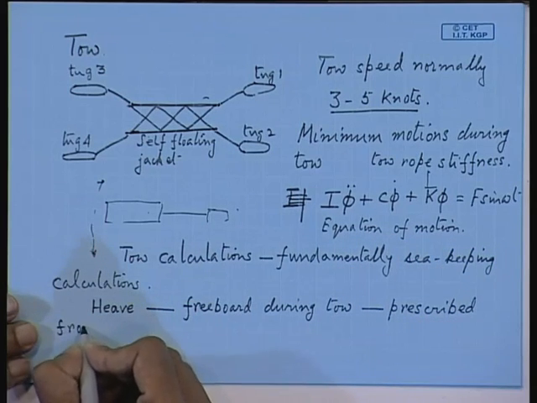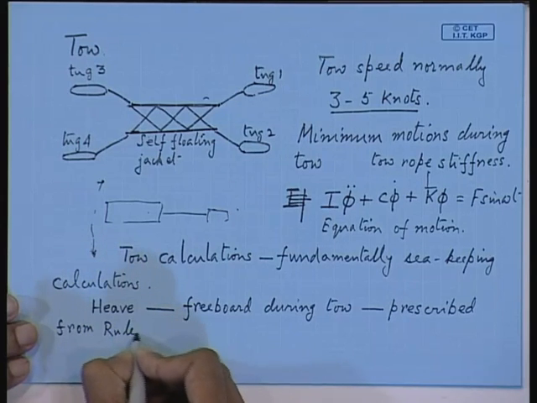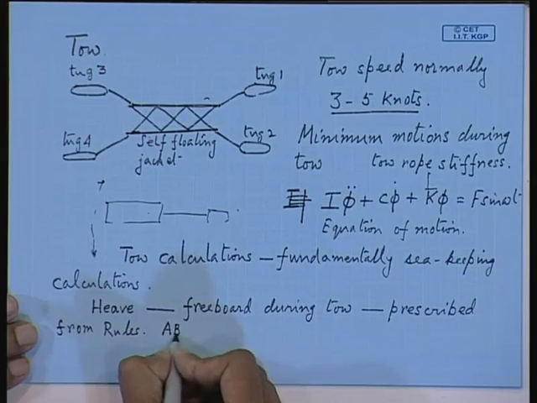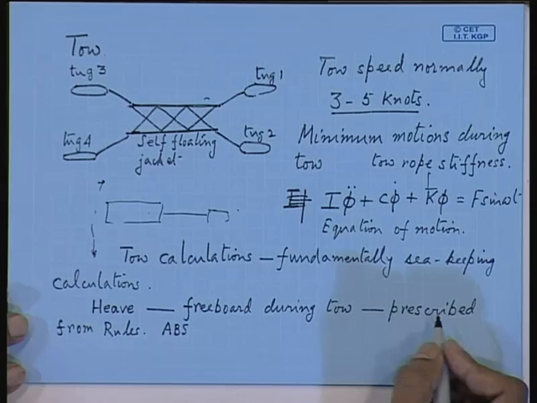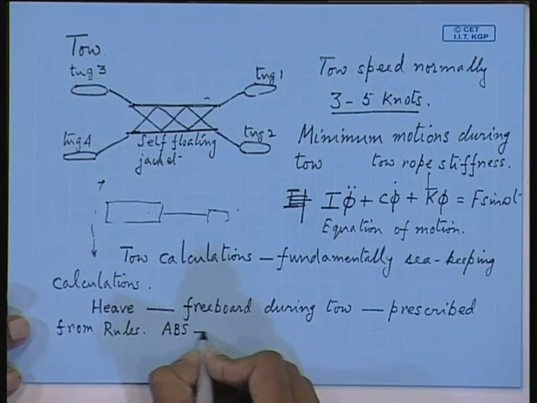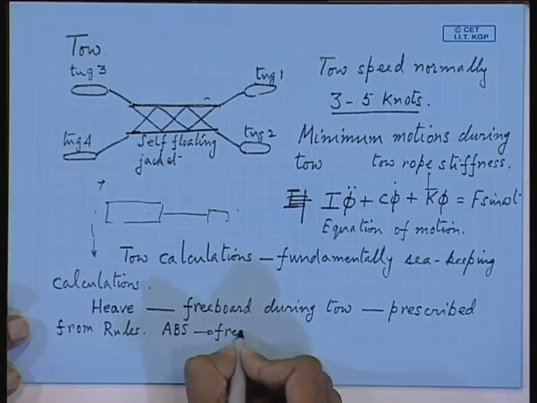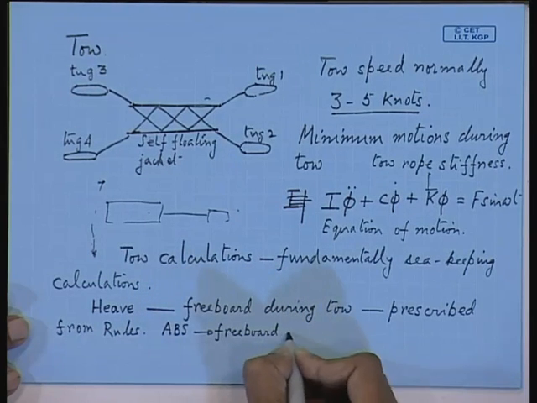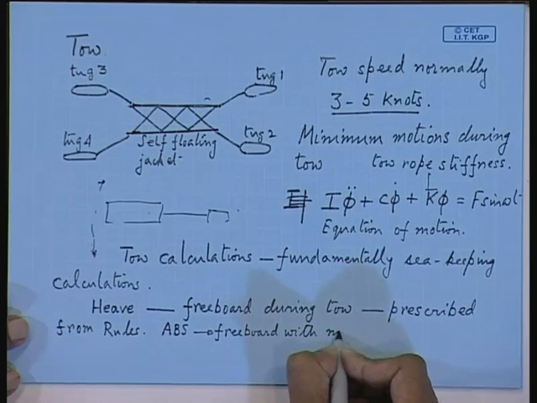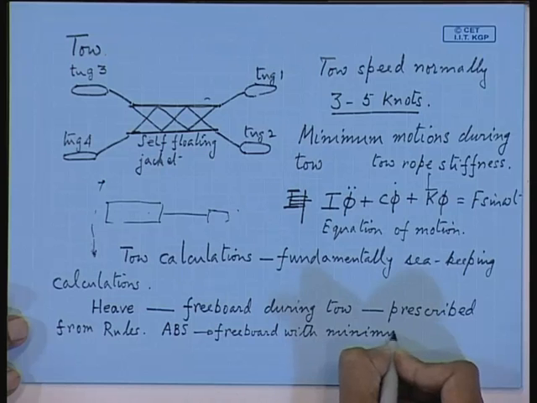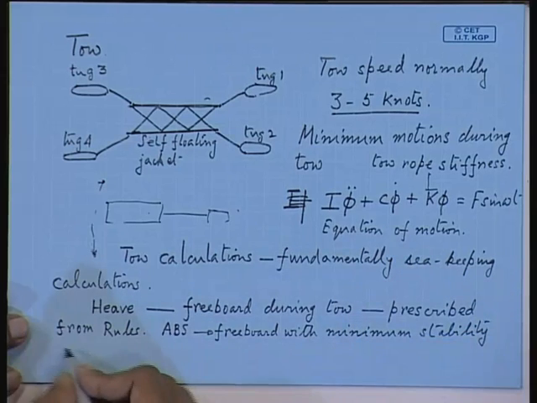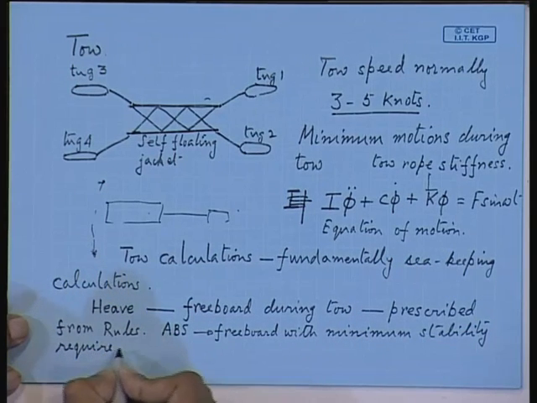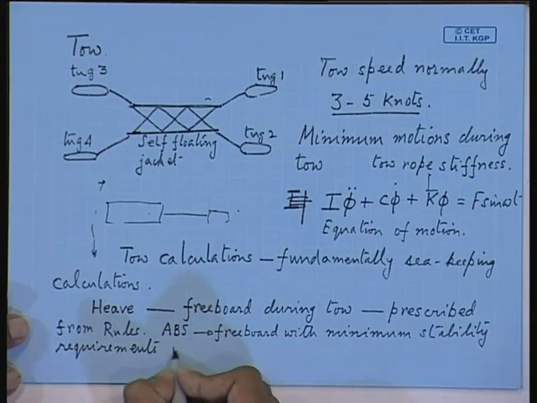So, when you are going to some offshore company, you look up ABS for transportation of jackets, self floating and on top of barges. Now, ABS gives you the prescribed freeboard. Freeboard requirements are given here along with what? Freeboard with minimum stability requirements, minimum stability requirements in transit mode.